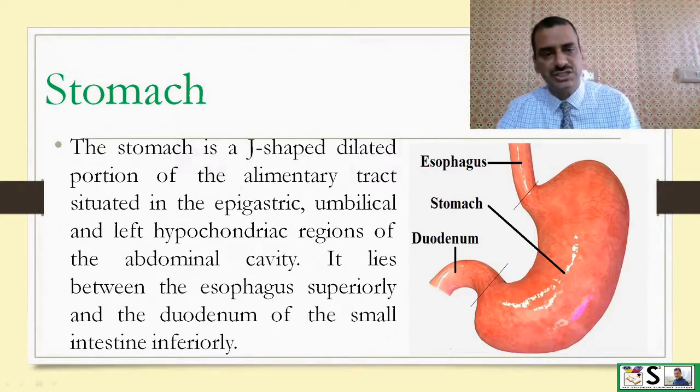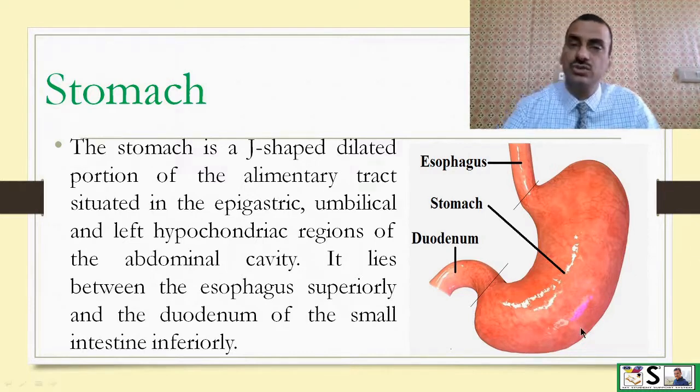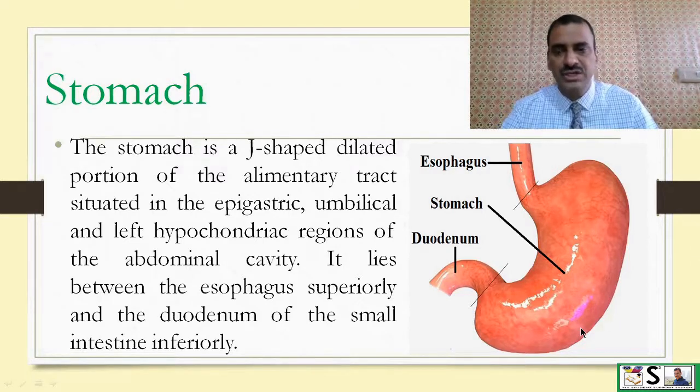Stomach is a J-shaped, dilated portion of the alimentary tract, situated in the epigastric, umbilical, and left hypochondrium region of the abdominal cavity. It lies between the esophagus and the duodenum of the small intestine. Here you can see this is the stomach.